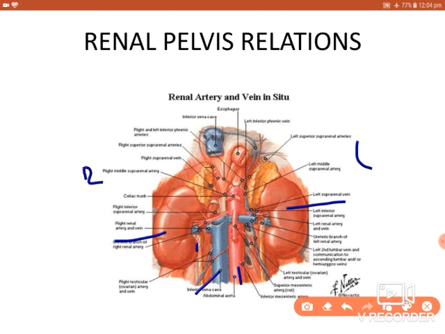Here, this is the pelvis of the ureter. You can see anterior to the renal pelvis there is the renal vein, and this is the renal artery. They lie anteriorly. Then posteriorly, this muscle is the psoas major. You can see the psoas major muscle here.